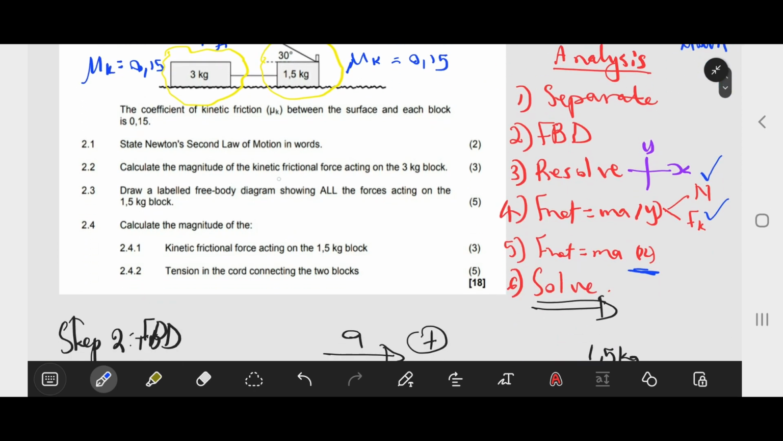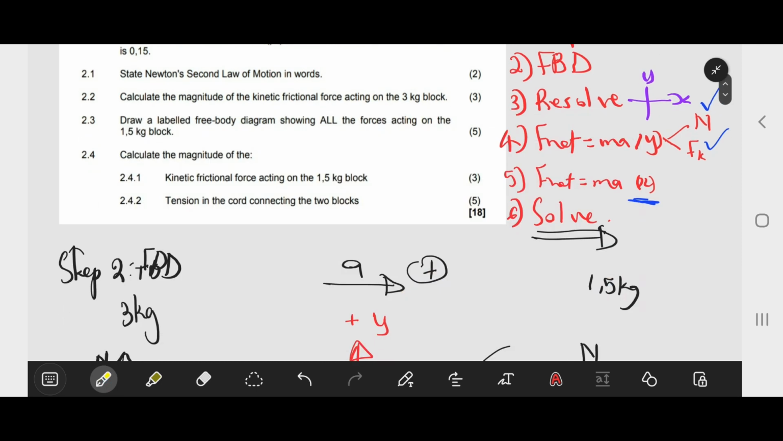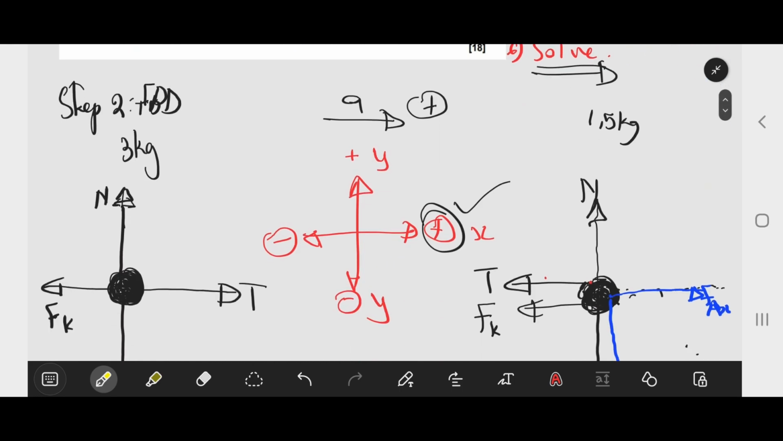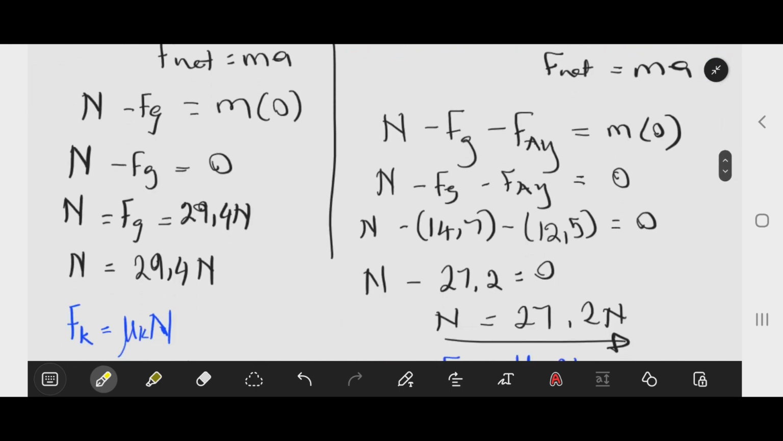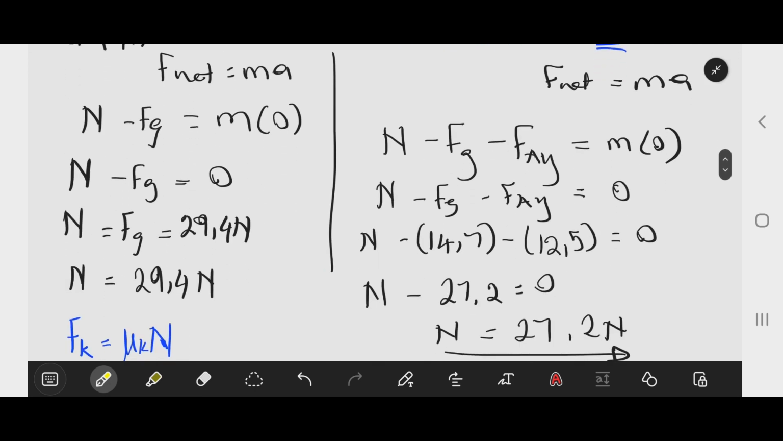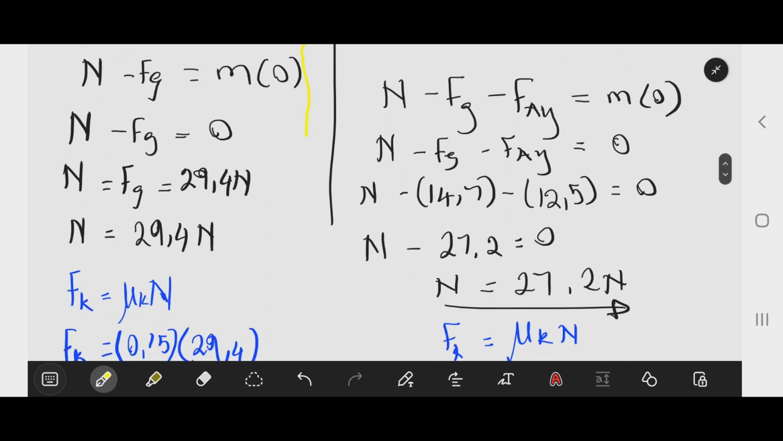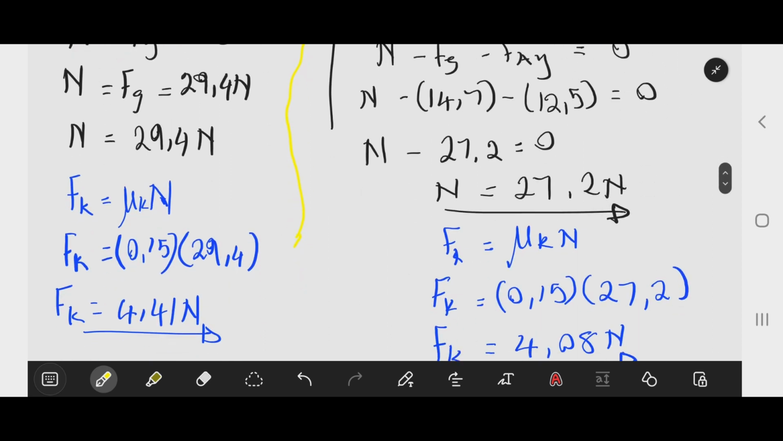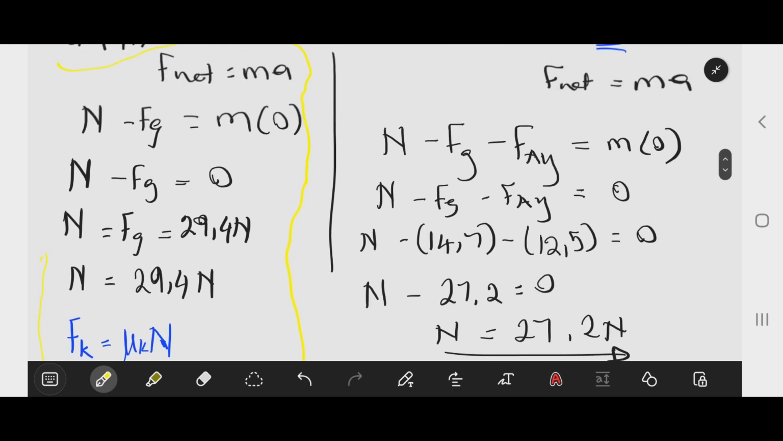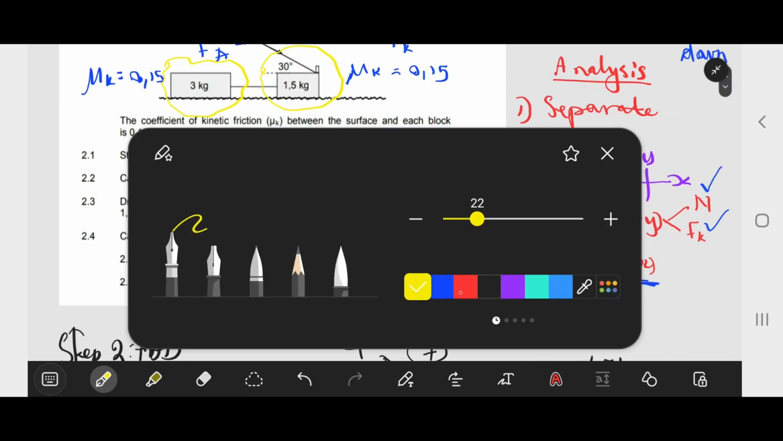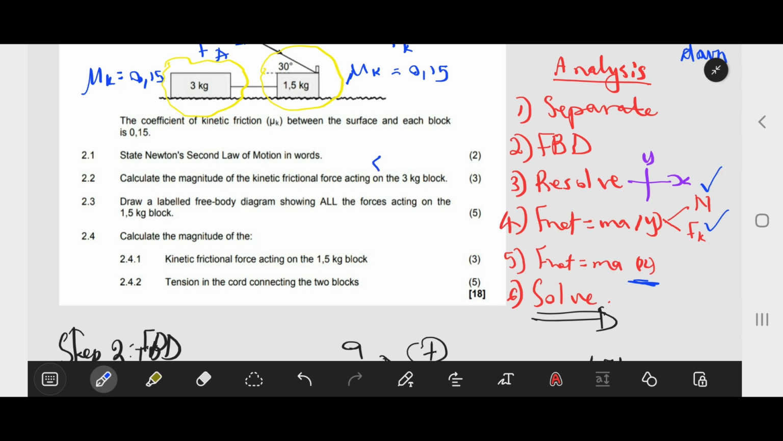And then 2.2, calculate the magnitude of the kinetic frictional force acting on the 3 kg block. Okay, so from our analysis, we have calculated the friction acting on both objects, and the question is only requiring the frictional force on the 3 kg block. So from our analysis, where did we obtain our Fk for the 3 kg block? Step number 4, which is F net in the y direction. Okay, so this is your working. So this is 2.2, and I can just write that 2.2 is from analysis.